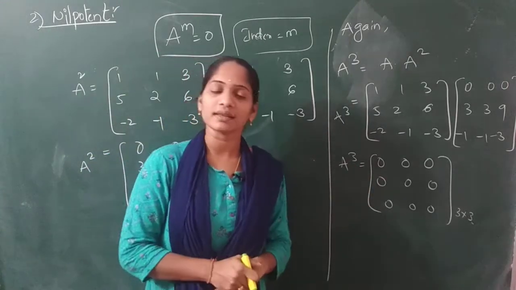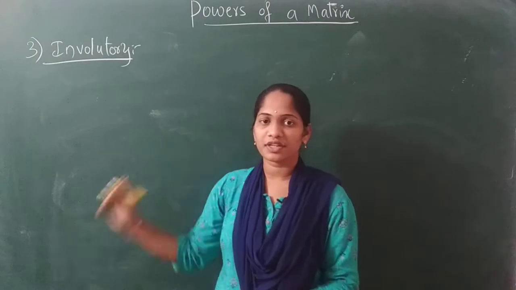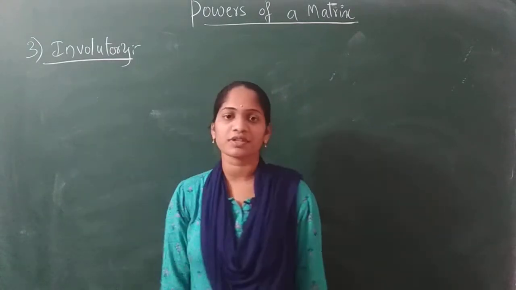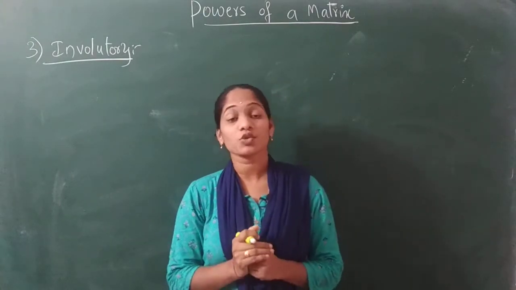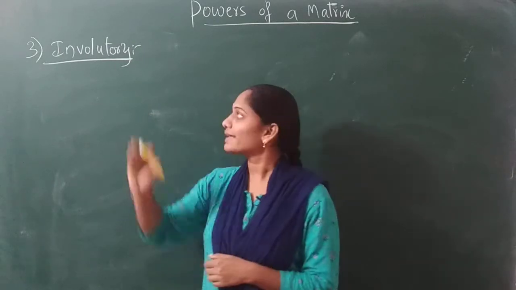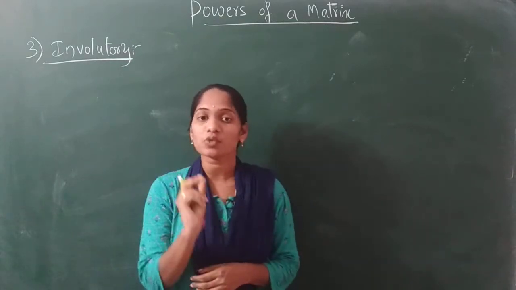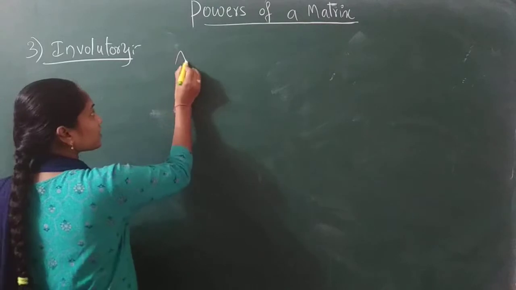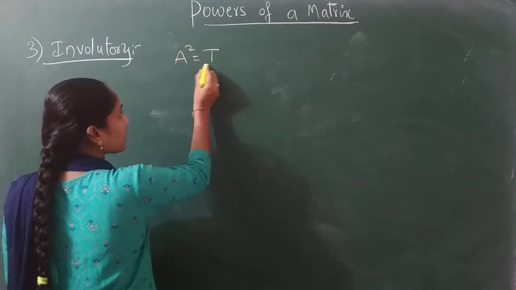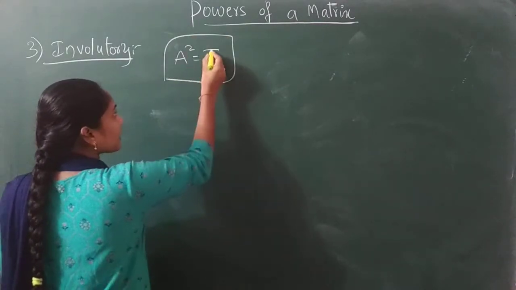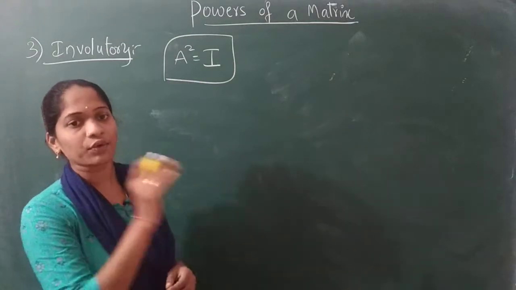Let's go to the another definition. So now the last definition, that is power of a matrix is involutory. So now we have to consider a square matrix of order n is said to be involutory if A square equals to I. What is the condition here? A square equals to I. What is I? Where I is an identity matrix. You have to consider a square matrix.